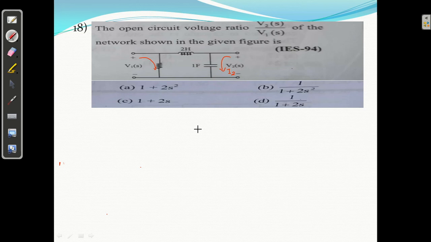So what is the value of V2? First we will draw the transform diagram. What will the transform diagram be? Say 1 ohm. It is not given, I am assuming 1. Sorry, forget 1. This is 2s. This is 1 by s.